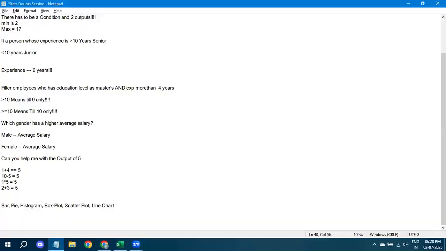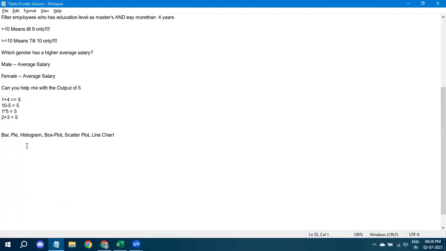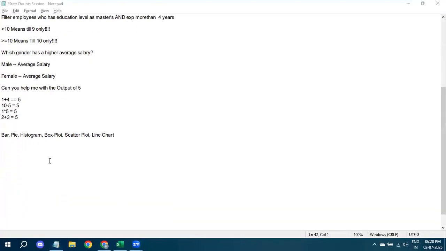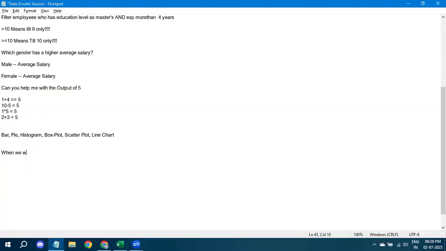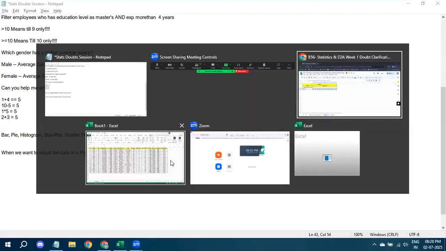Okay. When do we use these particular charts? Visuals, when do we go for visuals? When we want to visualize the data in a pictorial representation, in a pictorial format. For example, I will show you.